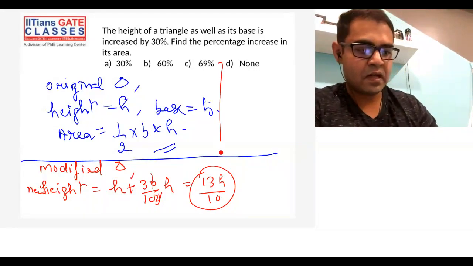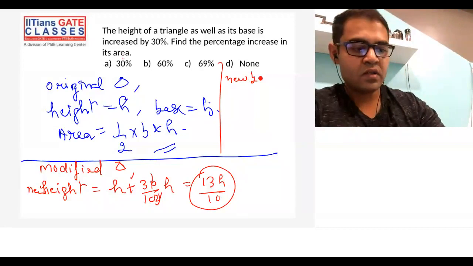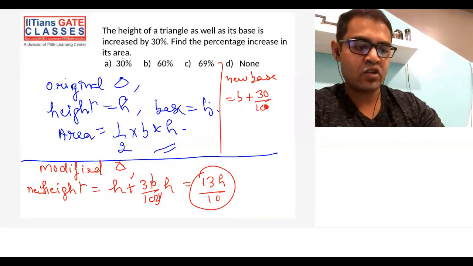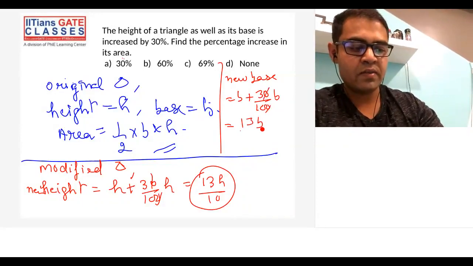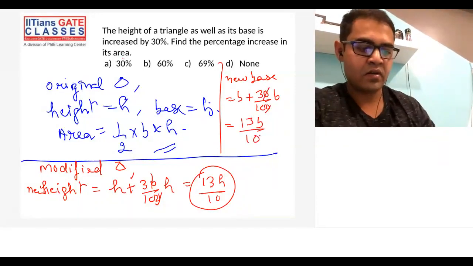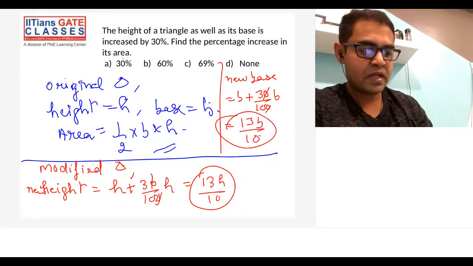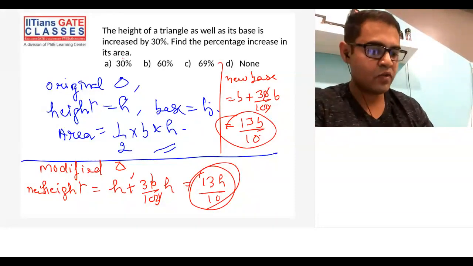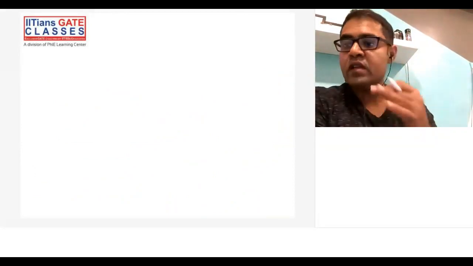so let me do it here. Similarly, your new base is what? Old base plus 30% extra of that old base. So this will again give you 13b by 10. So you got your new base and you got your new height. So I'll just move to one of the next slides. So now your job is what? You have to find the new area.